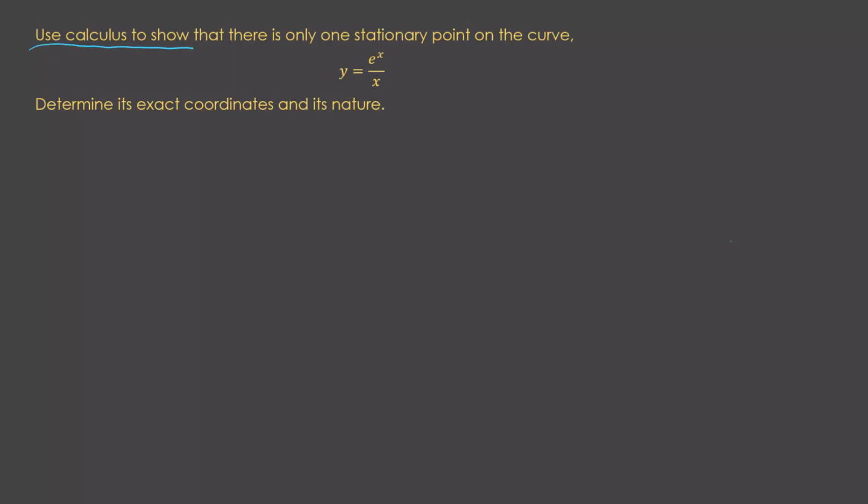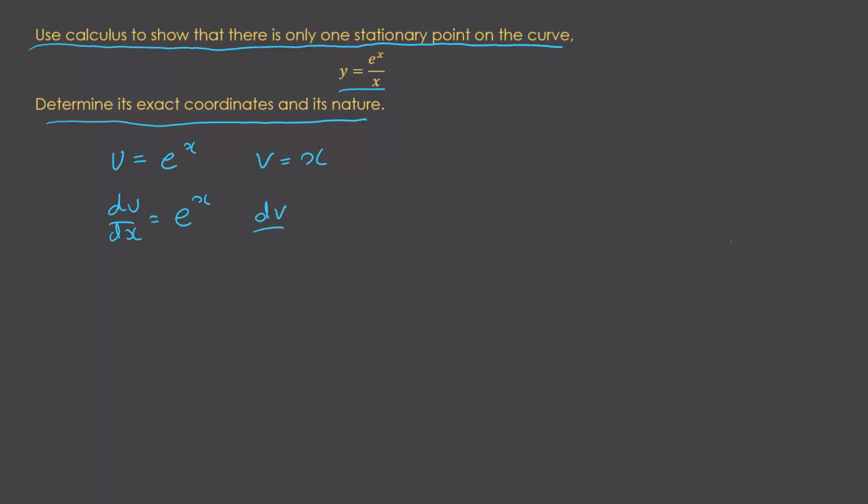Use calculus to show that there is only one stationary point on the curve given here, and determine its exact coordinates and its nature. So we have a quotient where u is e to the x and v is x. du dx is e to the x. dv dx is equal to 1.